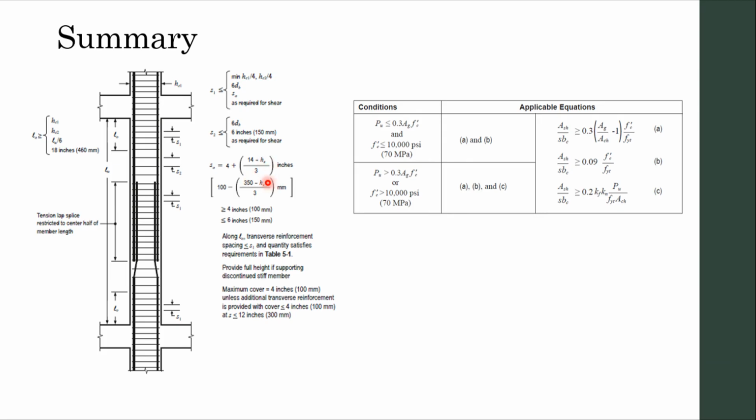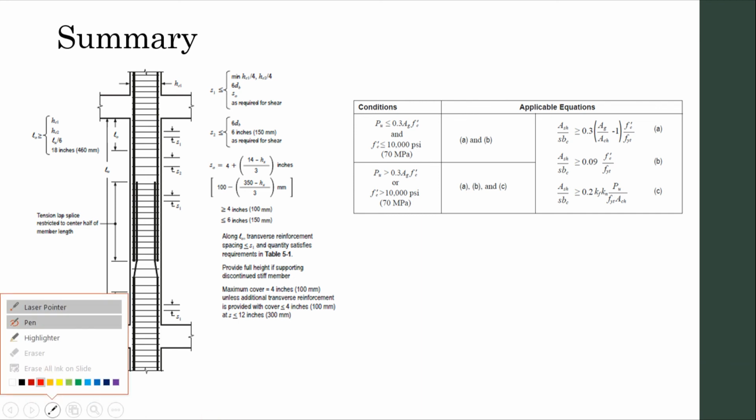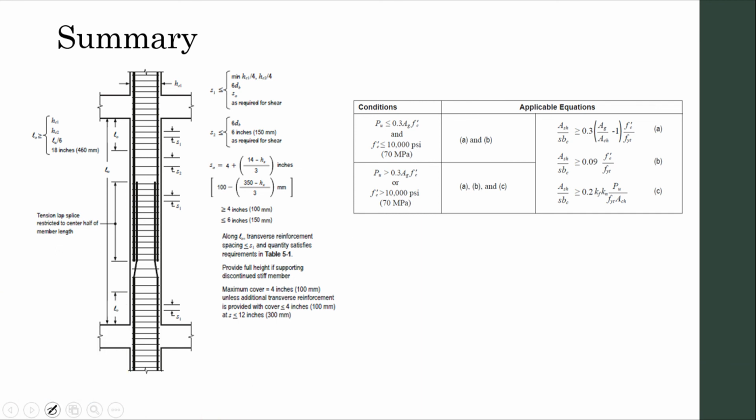So, yung S0 is 4 plus 14 minus HX all over 3 in inches, or 100, sorry, this is plus, 100 plus 350 minus HX all over 3, shall be greater than or equal to 100 mm or less than or equal to 150 mm. Yung S0 natin. Then, along the confinement tie zone, dapat masatisfy yung table na to.